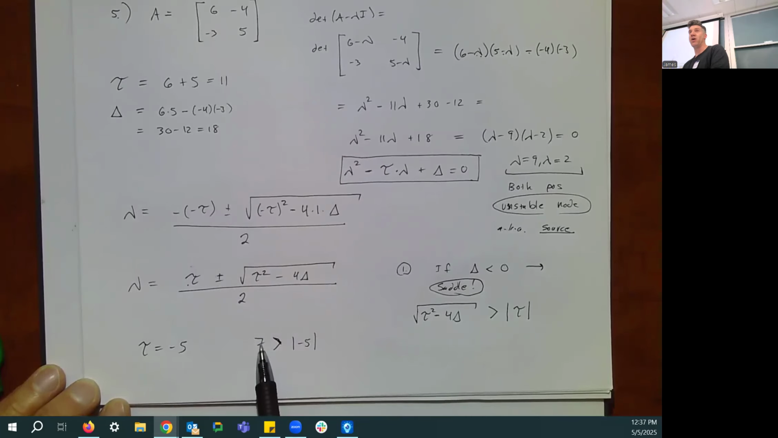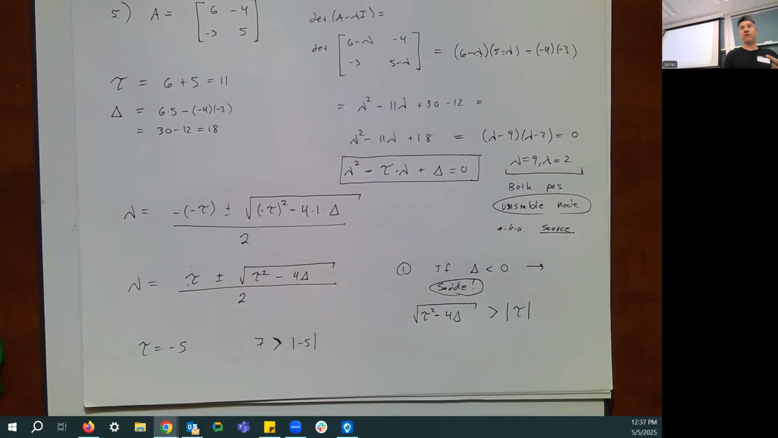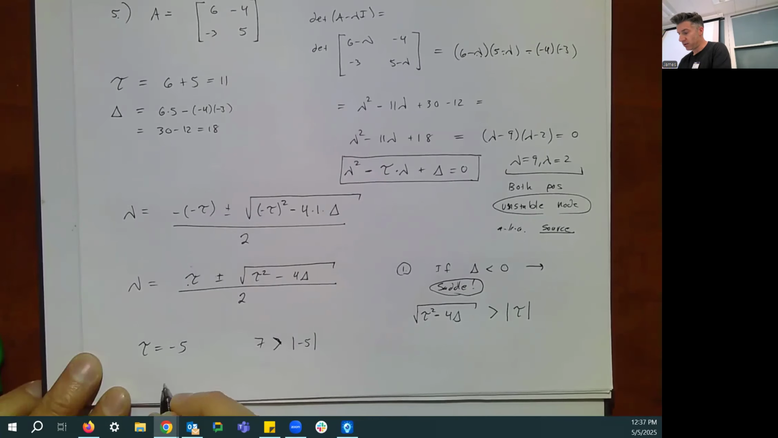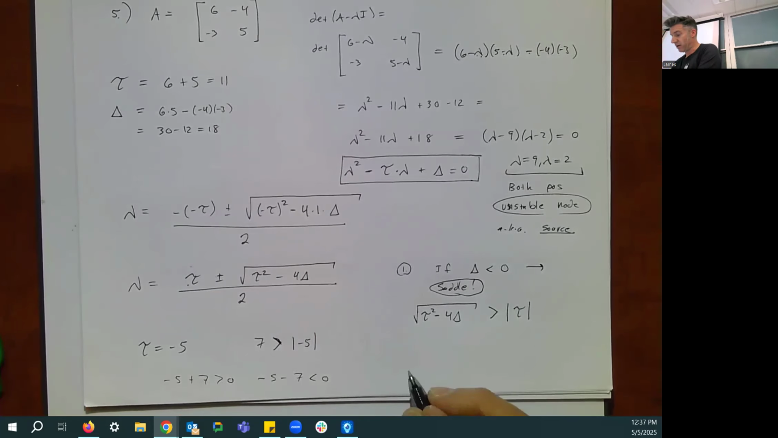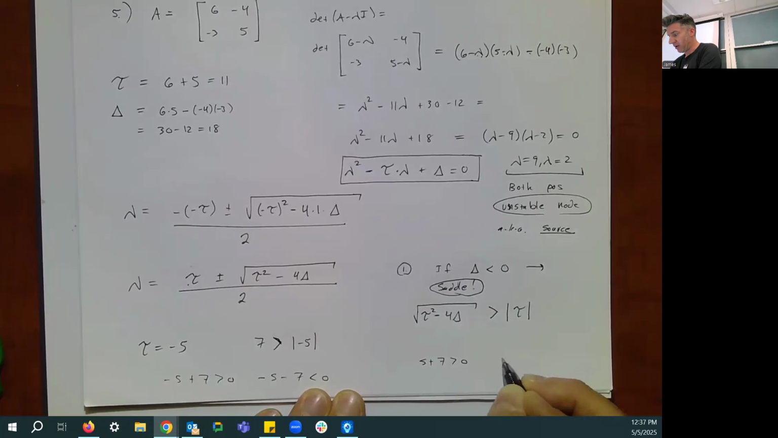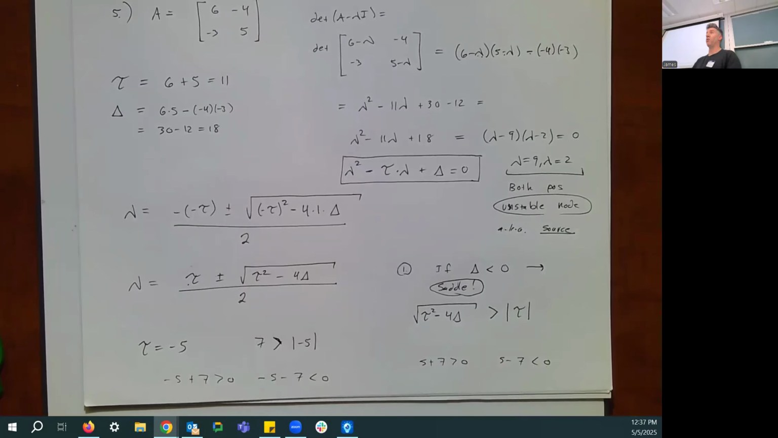So if you take this number tau and you add or subtract a number that's bigger than its absolute value, you're always going to end up in a spot where one of the outputs is positive and one of the outputs is negative, right? -5 plus 7 is for sure positive, -5 minus 7 is for sure negative. Or if tau was just regular 5, 5 plus 7 is positive, 5 minus 7 is negative. No matter where you start, whether it's positive or negative, if you add or subtract something that is larger than it in absolute value, you're going to end up with one positive and one negative. Always going to happen if the determinant of your original matrix is negative.